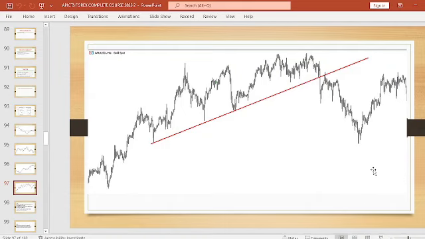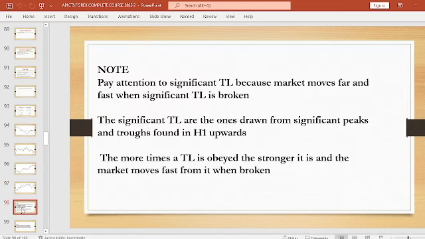This is the complementary strategy of trendline breakout. So we have trendline bounce, that is TLS, trendline strategy, and then we have the TLBS, trendline breakout strategy. And then look at my next slide.